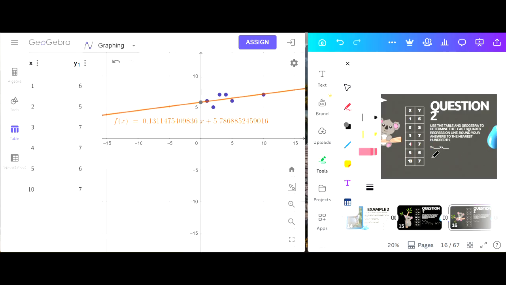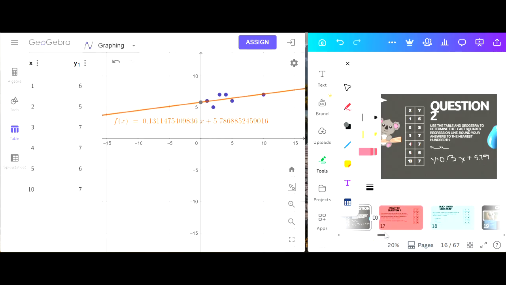So our formula is going to be y equals 0.13. We don't need to round because the next number is under 5. X plus 5.7. The number after 8 is 5 or above, so we need to go up. So it's 5.79. There is your answer.